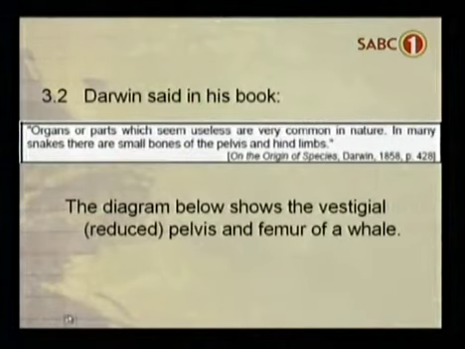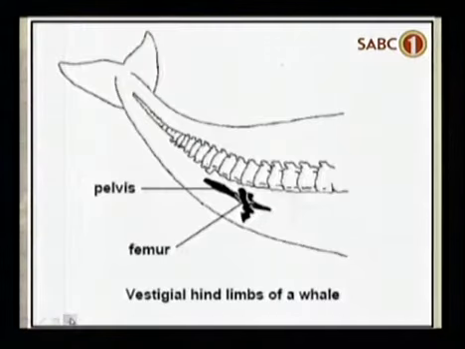Right, so if we look at the next one, here is your thing about vestigial organs. It says, Darwin said in his book, organs or parts which seem useless are very common in nature. In many snakes, there are small bones of the pelvis and hind limbs. And the diagram below shows the vestigial or reduced pelvis and femur of the whale.